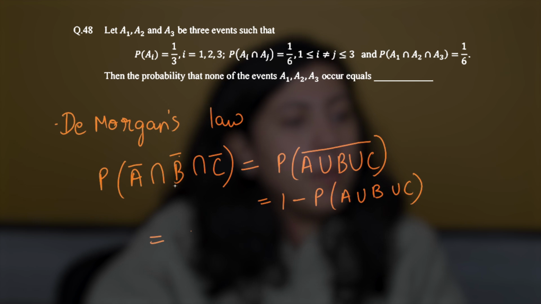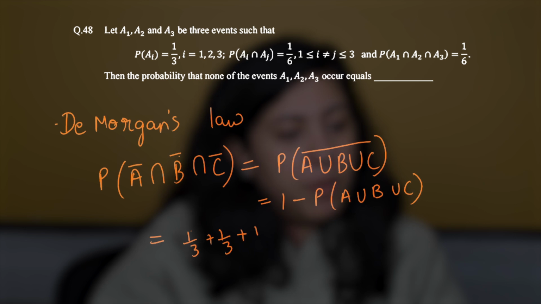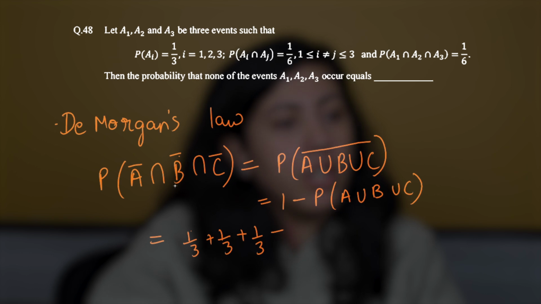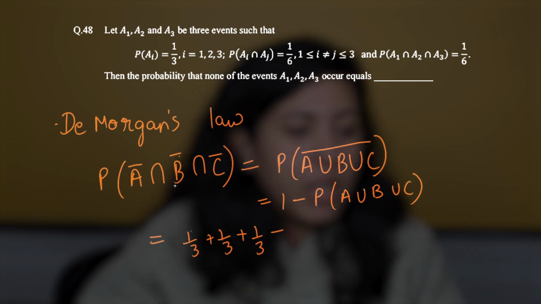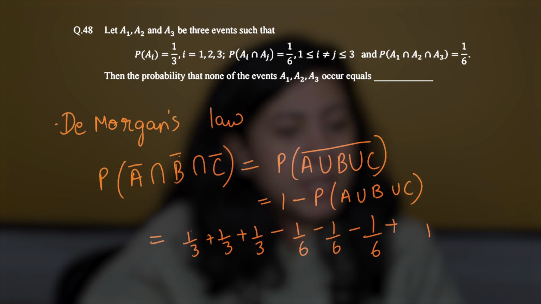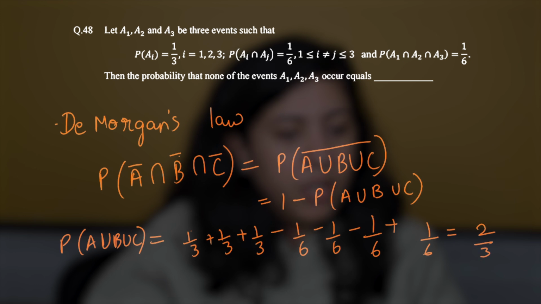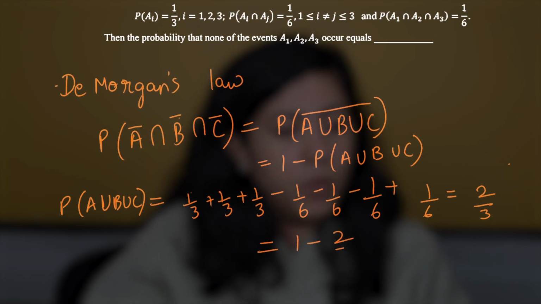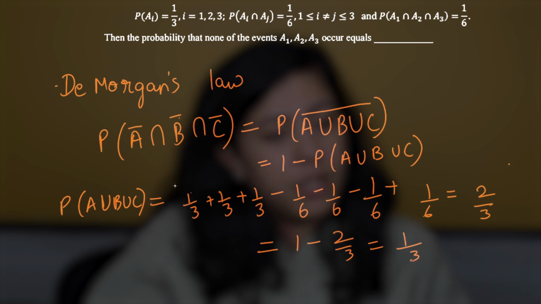That will be given by probability of A1 plus A2 plus A3, that is 1 by 3 plus 1 by 3 plus 1 by 3, minus probability of A1 intersection A2 minus probability of A2 intersection A3 minus probability of A3 intersection A1, that will be 1 by 6 minus 1 by 6 minus 1 by 6, plus 1 by 6. Now this whole is the probability of A union B union C, and that can be solved, and it will be given by 2 by 3. So our answer is 1 minus 2 over 3, that is equal to 1 over 3.